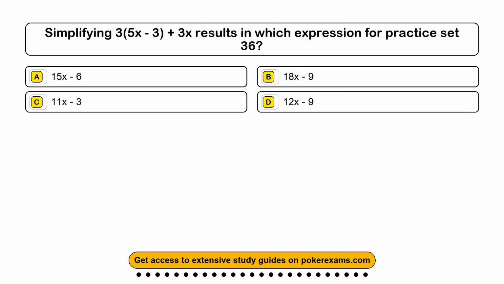Question 7. Simplifying 3(5x minus 3) plus 3x results in which expression for practice set 36? Option A 15x minus 6. Option B 18x minus 9. Option C 11x minus 3. Option D 12x minus 9.